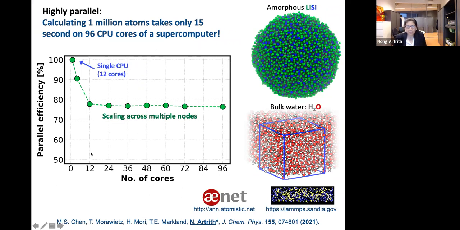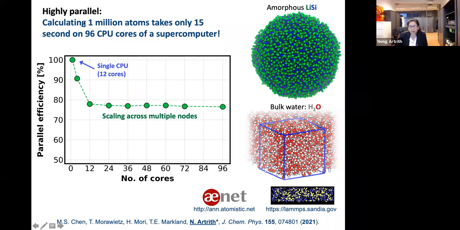This is to show the efficiencies. For example, this is the number of cores, and this is the percentage of the parallel efficiencies. You can see that in this case, this is one computer from Columbia University. This is just a single CPU, like 12 cores. If we increase to many cores or nodes, it only loses 20% efficiency.